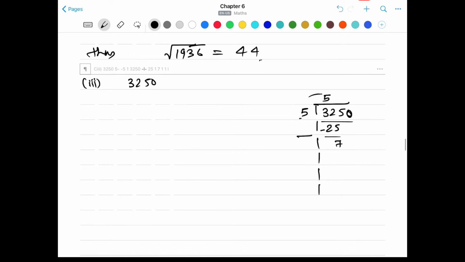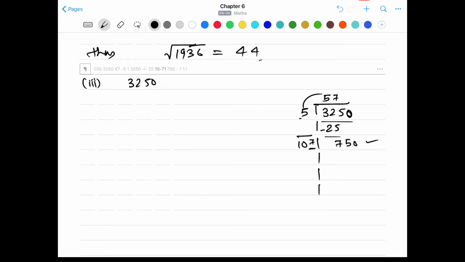Okay, next step is to add these two numbers. 5 plus 5 will be 10, keeping one space here. So we take down the next digit. Now we have to think of a number which when multiplied by itself gives a number either equal to or less than this number. Clearly that number will be 7.